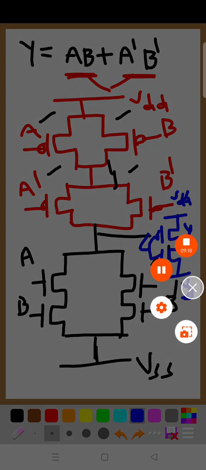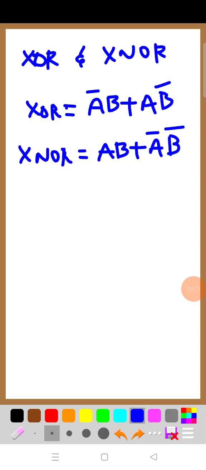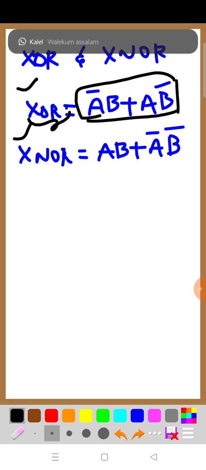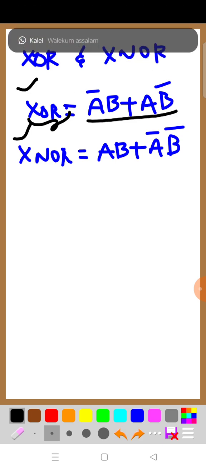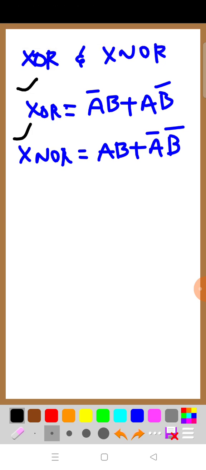Absolutely. Now we are going to design special gates. What are the special gates? XOR and XNOR. If you observe very carefully, if I want to design an exclusive OR gate, then I have to design this. Since there is no complement present in our Boolean expression, therefore I have to use what? Inverter. Is it clear?